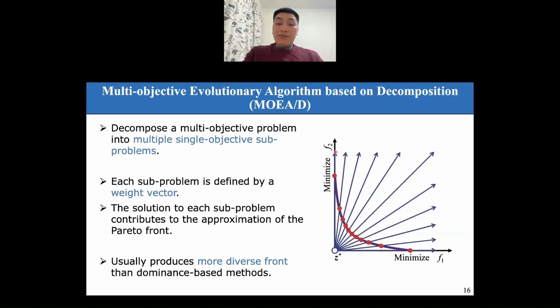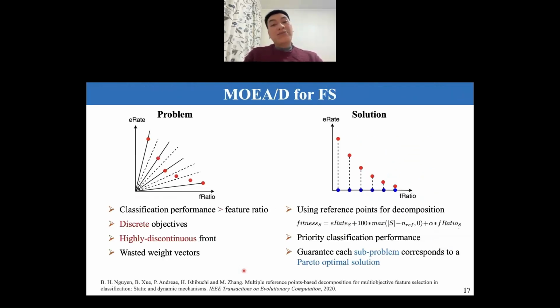So by defining the weight vectors to be diverse, we are more likely to get a more diverse front during the search process. And that's why normally, compared with domain-based methods, MOEA/D can produce a more diverse front. Okay? So that seems good, because the weakness of domain-based feature selection is that the front is not diverse. Okay, so the question here is, can we directly apply MOEA/D for feature selection?